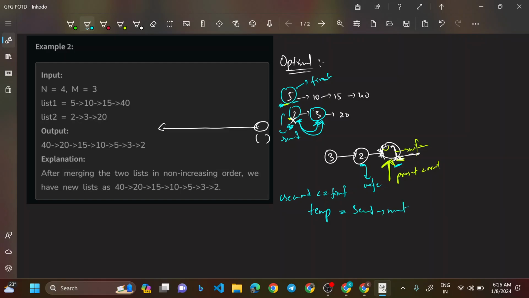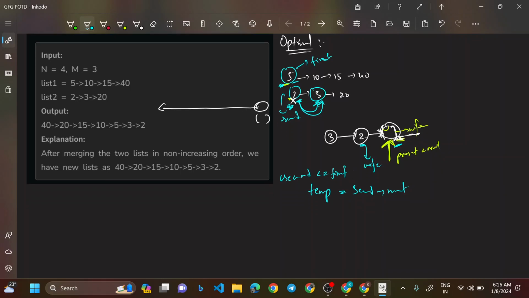Now what is the next step that you're going to do? Because now your ultimate goal is to connect these two with your present. Because now you have figured out this fellow is the smallest out of the first and second, so connect these two. So how are you going to do it? Second's next you will be putting as your present. Now you have connected these two and this connection has been done.